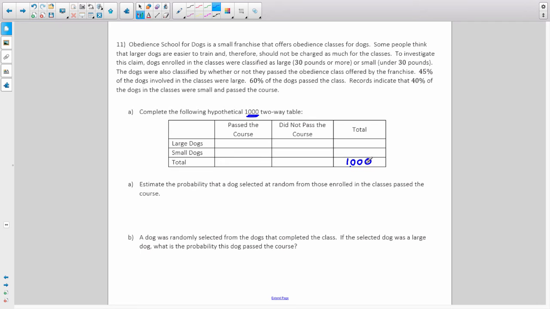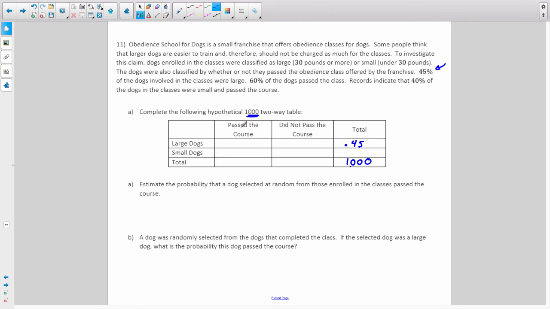So they're talking about a claim. Dogs were classified as large or small, and whether or not they passed an obedience test. So let's talk about some of these numbers. Okay, 45. What is that? The number of dogs involved in the classes that were large. Well, that's a total, isn't it? Large dogs adds up to 0.45.